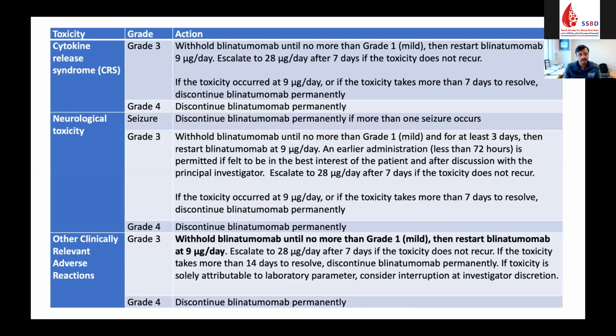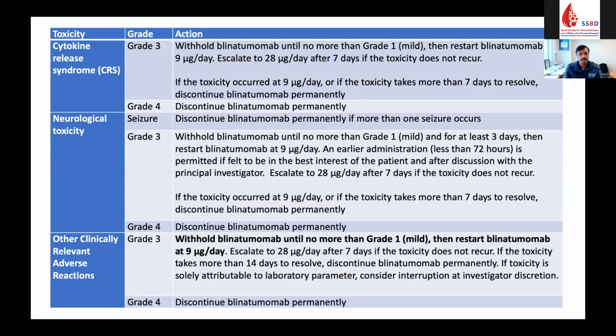And this is, how would you treat the adverse events of Blinatumomab if the patient developed a cytokine release syndrome of grade 3? You withhold the Blinatumomab, and then you restart at a lower dose of 9 mics per day and escalate after 7 days if there is no toxicity. If the toxicity recurs, then you go back to 9 mics per day, or if the toxicity takes more than 7 days to resolve, we discontinue the Blinatumomab permanently.